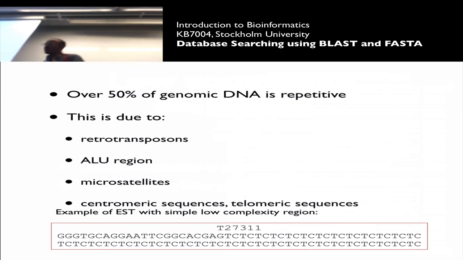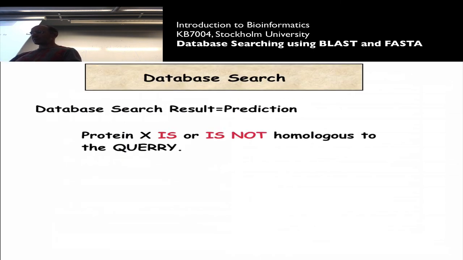But that can also sometimes create problems, because you can mask out relevant regions too. Sometimes membrane regions, for instance, are masked out by this program, because membrane regions are a bit low complexity, they don't have much variation, since they are all hydrophobic amino acids. We'll talk about that in a week or so. But anyway, that's something we have to deal with.